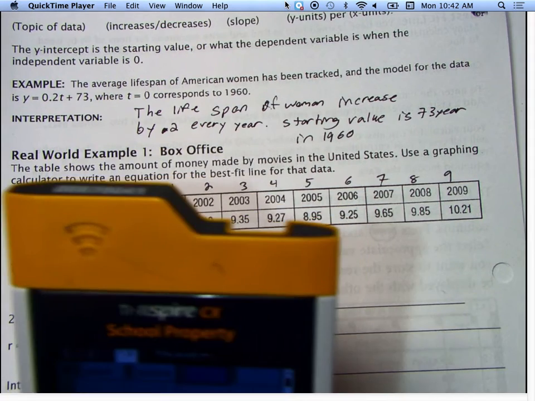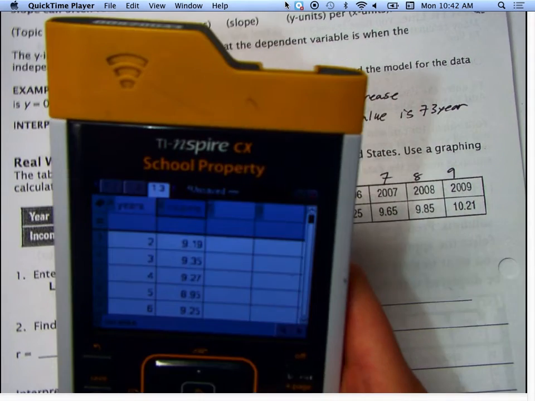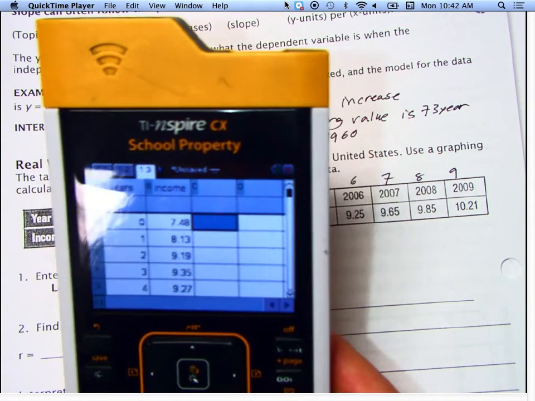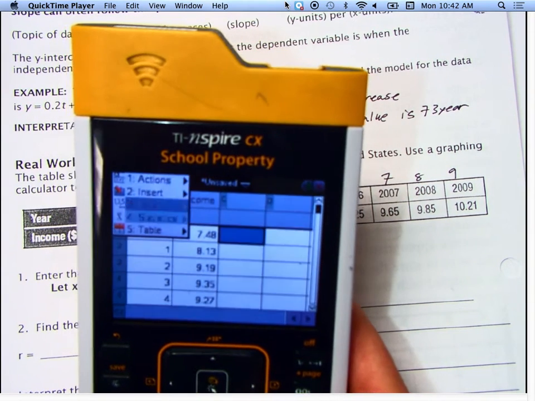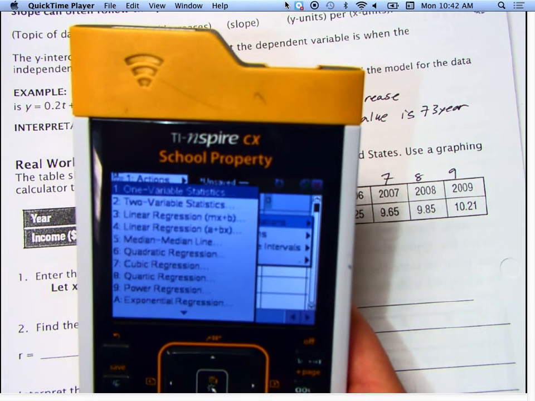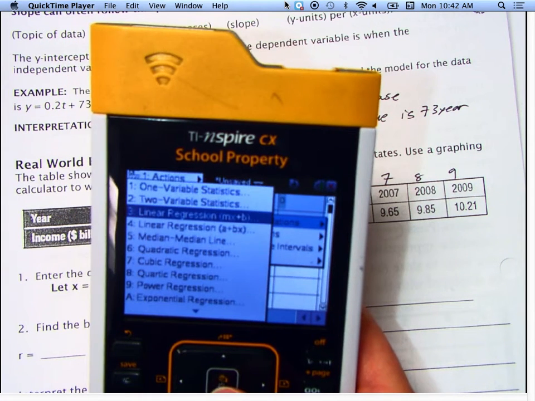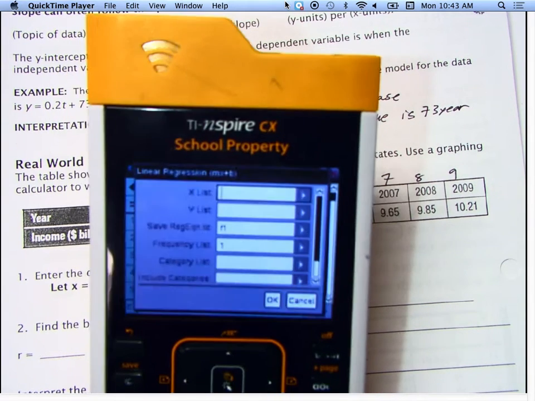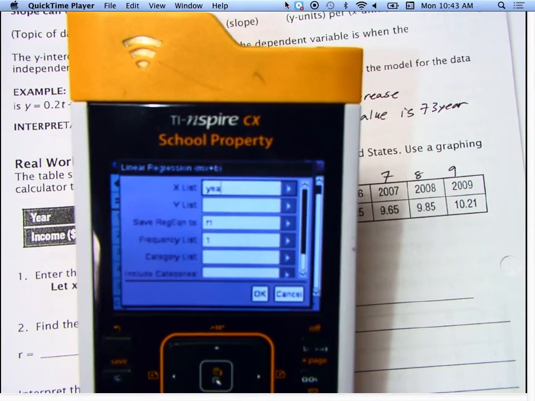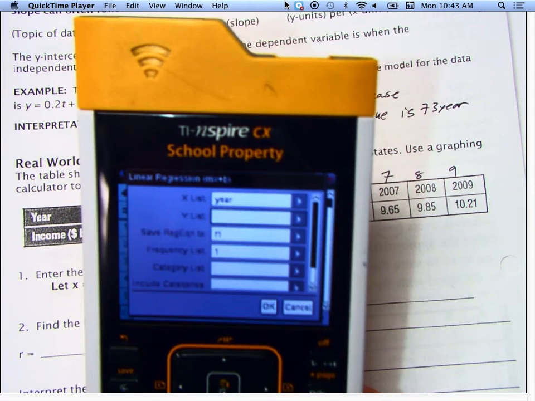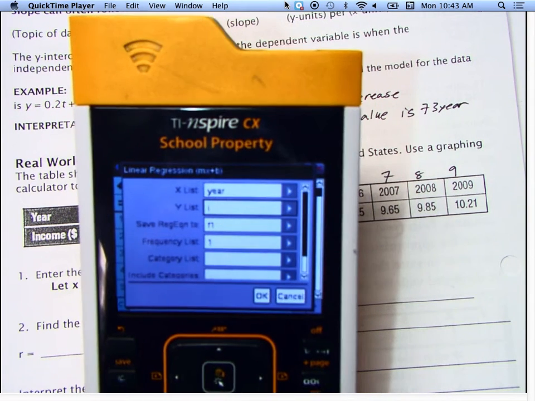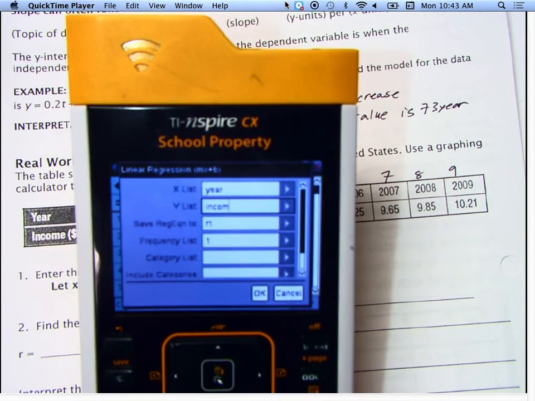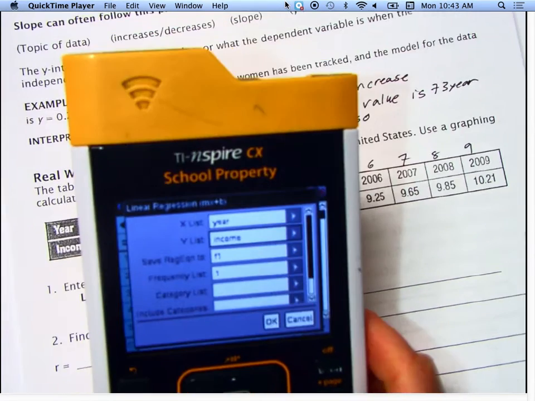All right. So we need to be in a white space, and then we hit menu, statistics, stats, calculations. I'm going to pick number 3, y equals mx plus b. And then we're going to pick year, Y-E-A-R. We're going to pick income, and we're going to hit OK.